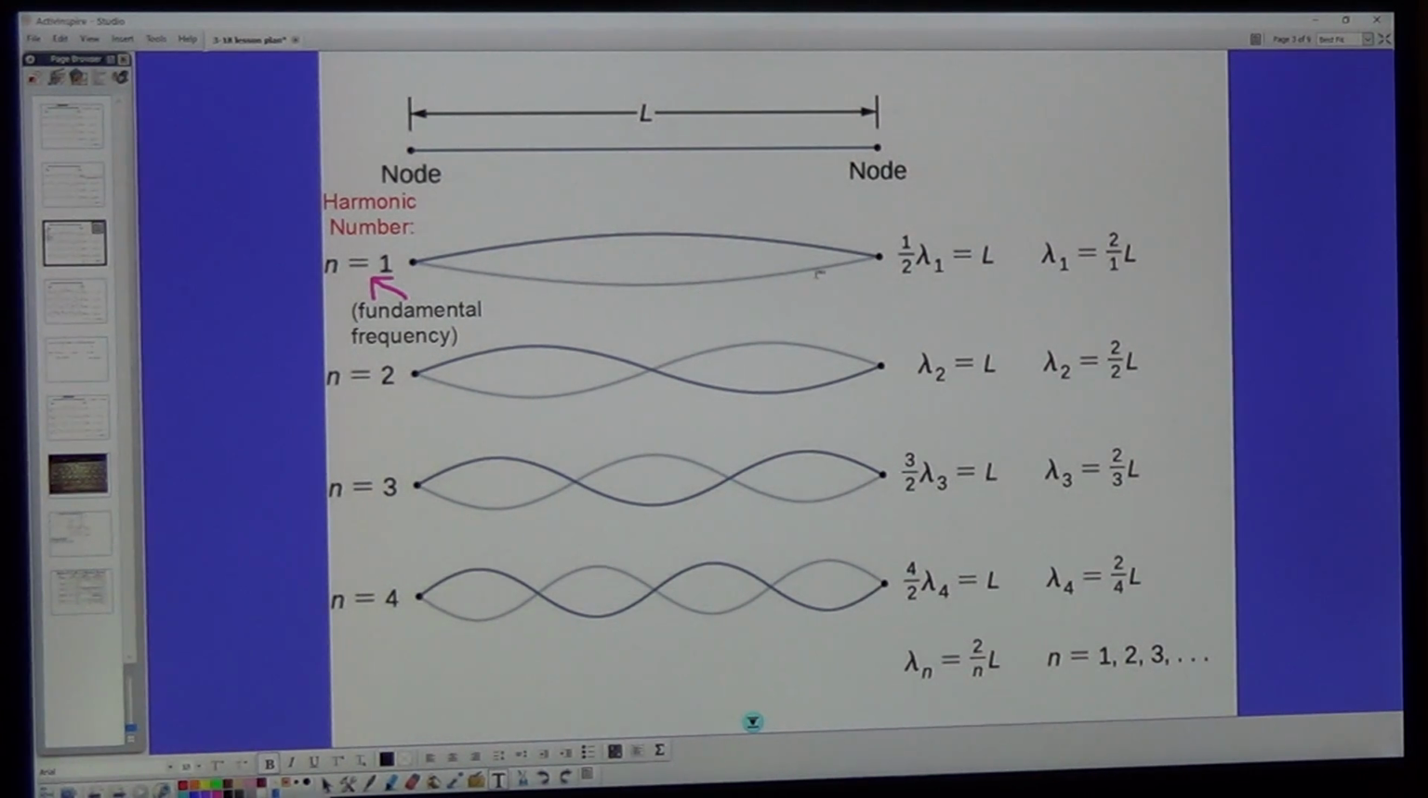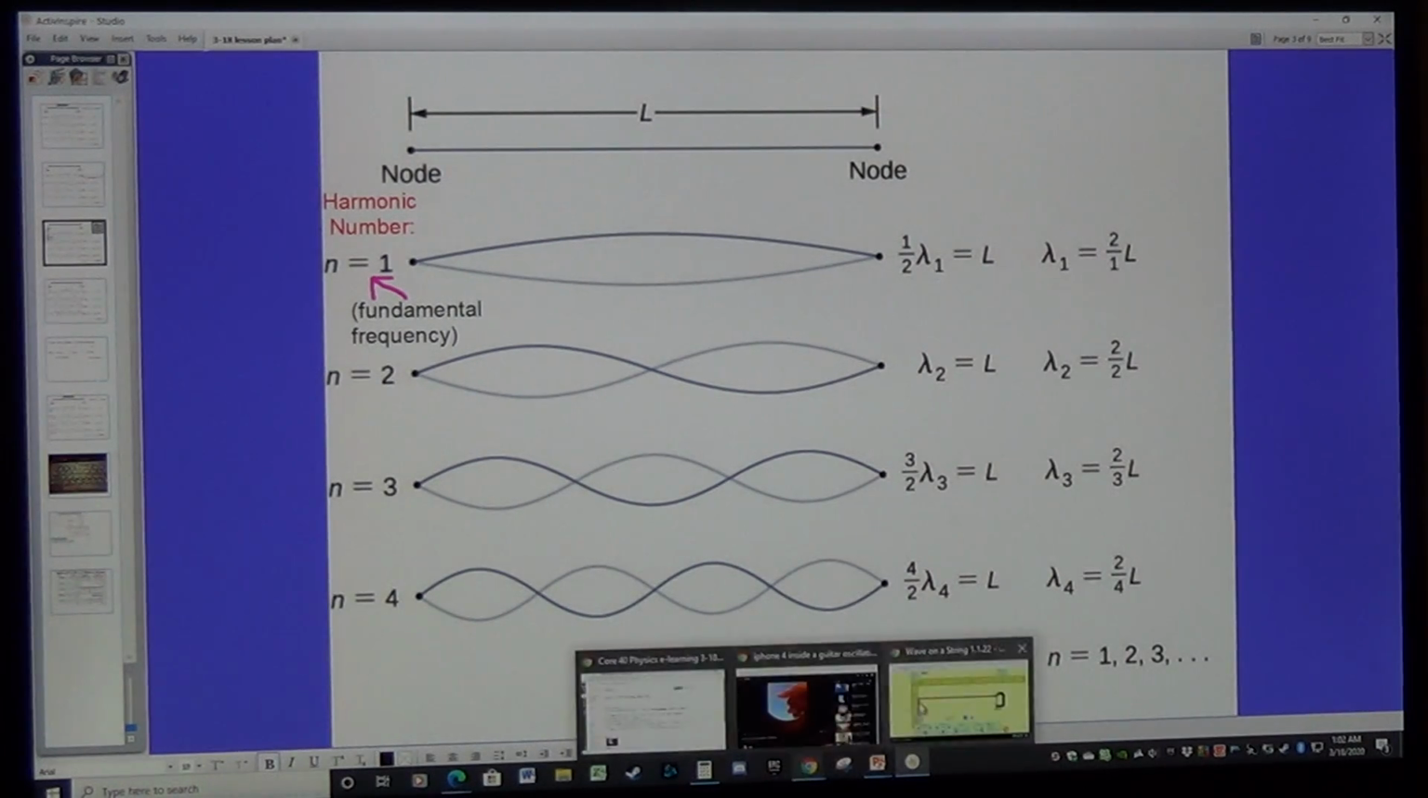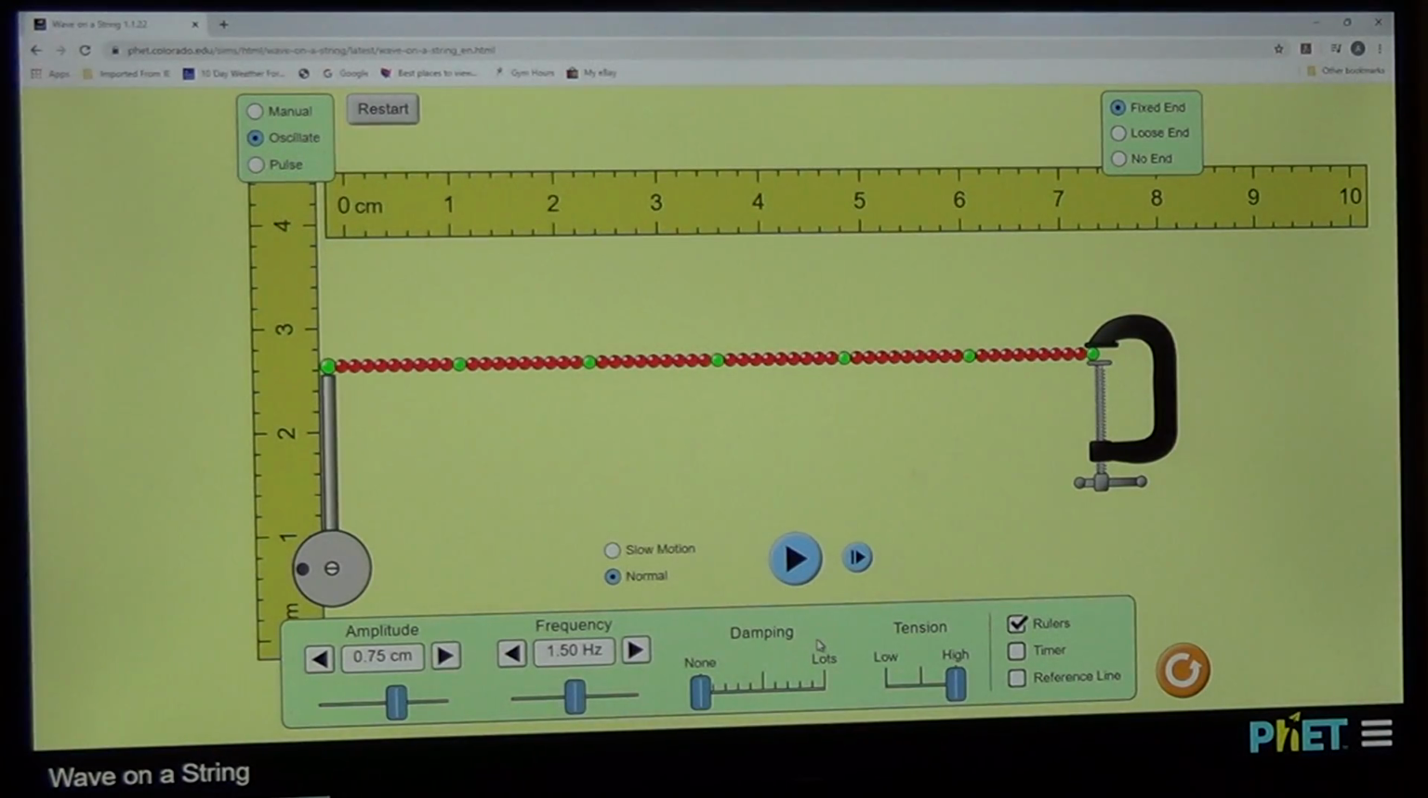In other words, that would be harmonic number 1. Now, using what you've learned, harmonic number 2 and harmonic number 3 would just be the multipliers. Harmonic number 2 would be twice the frequency. Harmonic number 3 would be 3 times the frequency. Now, when I did my math, again, you have to use either medium or low tension, so that will change your wave speed. So we have some different numbers here.